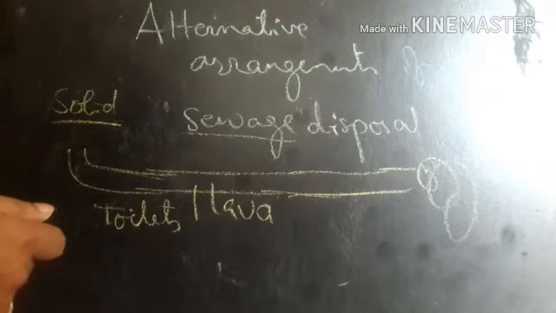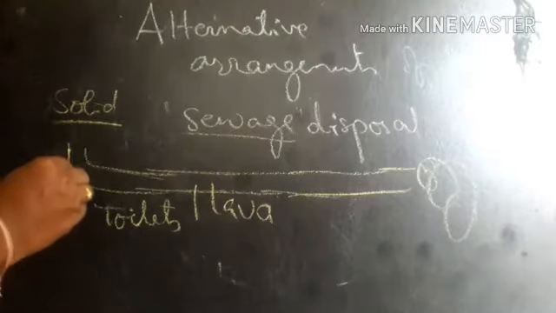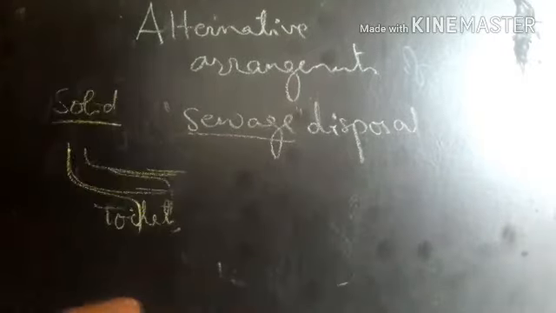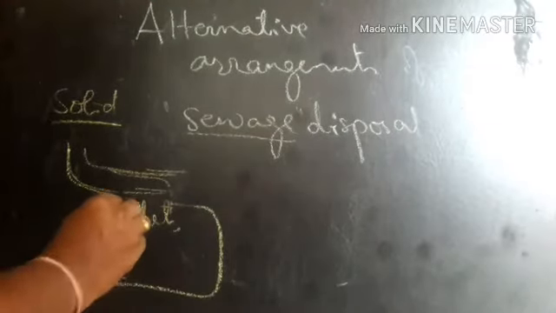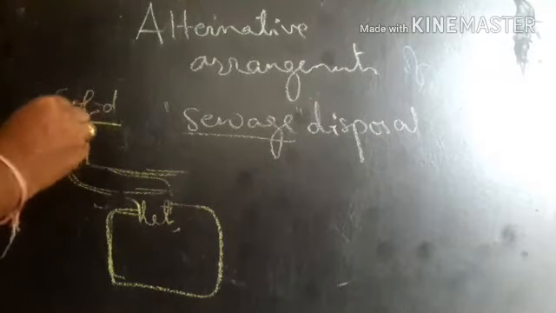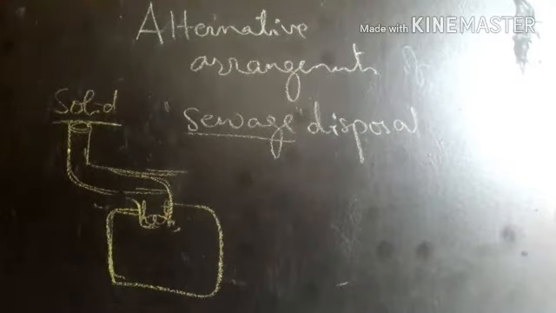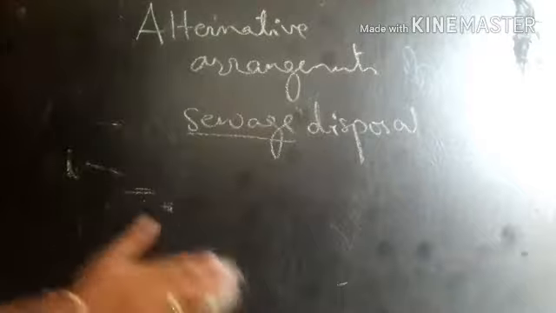So to avoid them we need an alternative method where the sewage disposal takes place at the intact place, not at far away places. No need of going to a far away place. At whatever place we are creating the solid waste, we are going to process it at that particular place itself. That is what we call the alternative arrangement for sewage disposal, and it includes many things. The first alternative method for the sewage is the septic tank.